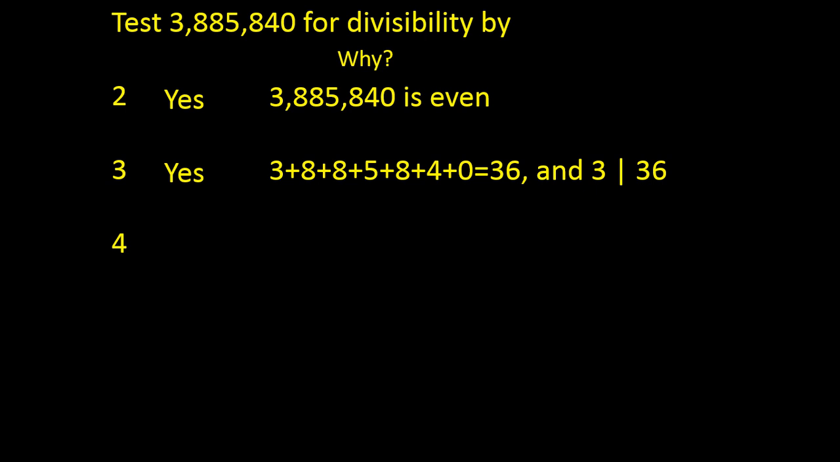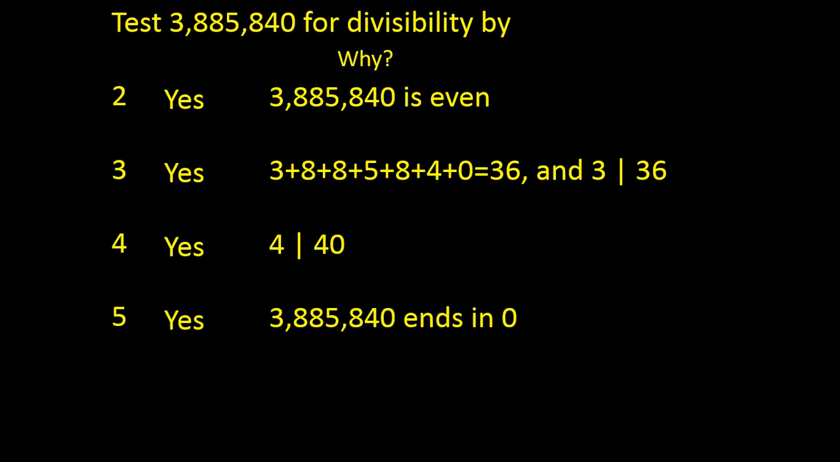The rule for 4 is to look at the last 2 digits of the number, which in this case is 40. Can we divide 40 by 4 without a remainder? The answer is yes. The rule for 5 is to look at the last digit of the number. It has to be a 0 or a 5. It's a 0. So yes, we can divide this number by 5 without a remainder because it ends in a 0. The rule for 6 is to look back at your rules for 2 and 3. If 2 and 3 both can divide into your number without a remainder, then 6 will as well. And in this case, we could divide by 2, we could divide by 3, so that means yes, we can divide this number by 6 without a remainder because it's divisible by both 2 and 3.